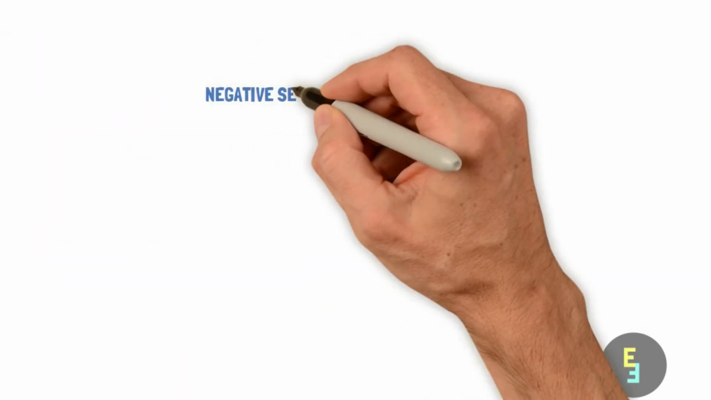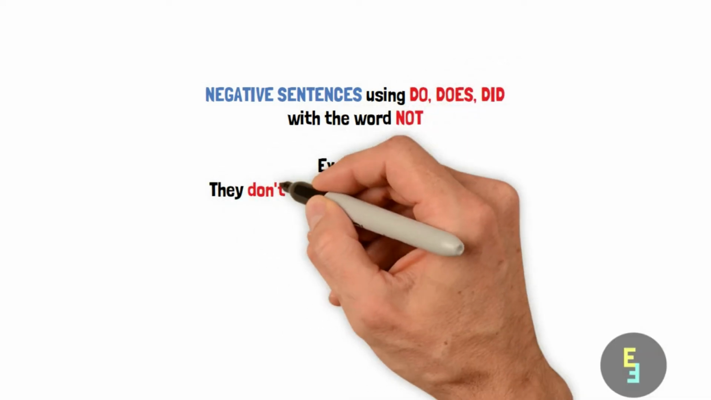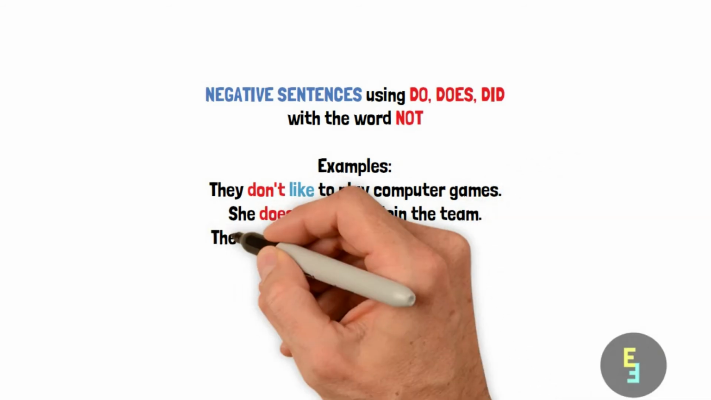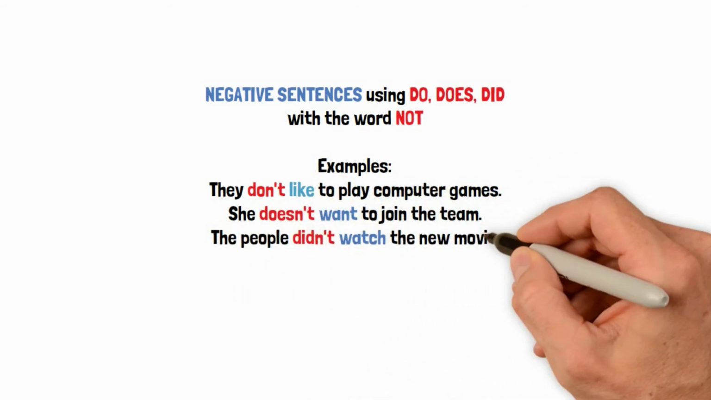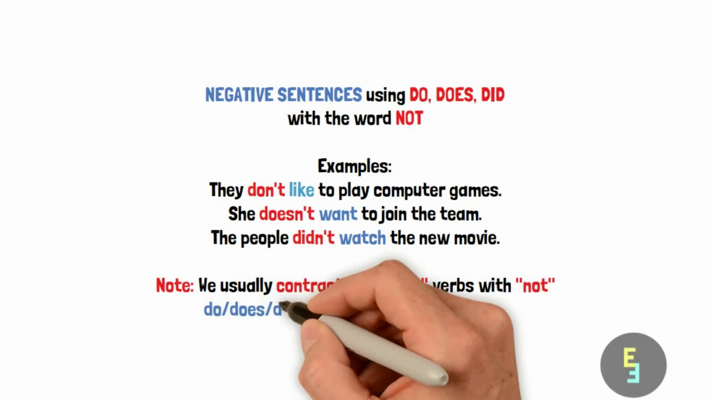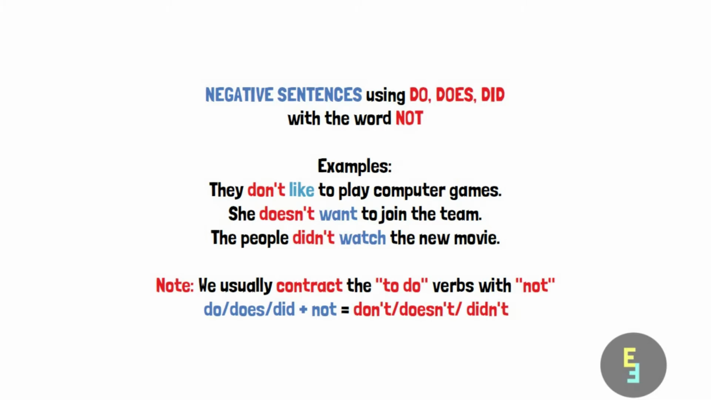Check these negative sentences using do, does, did with the word not. They don't like to play computer games. She doesn't want to join the team. The people didn't watch the new movie. We usually contract to-do verbs with the word not. Check out carefully how they are spelled. We combine the two words, while replacing the letter O of the word not with an apostrophe.